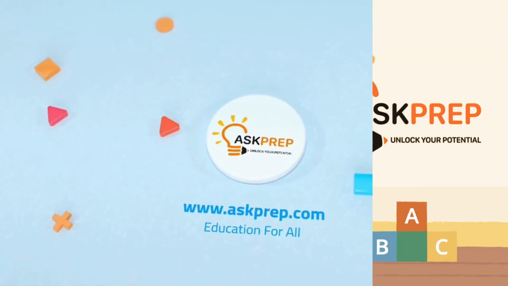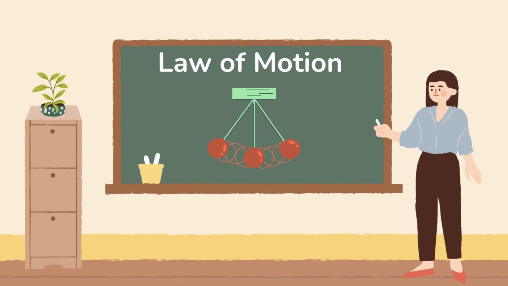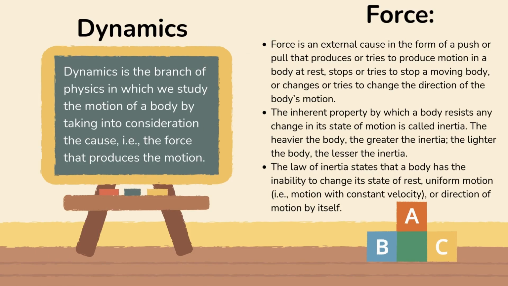In today's series on 11th grade physics, we will be studying chapter 5, Law of Motion, in detail. Let's start the video. Starting with what is dynamics? Dynamics is the branch of physics in which we study the motion of a body by taking into consideration the cause, i.e., the force that produces the motion.